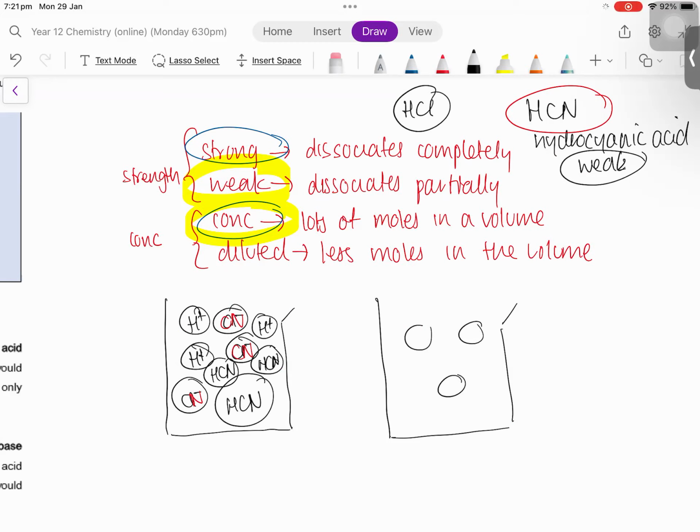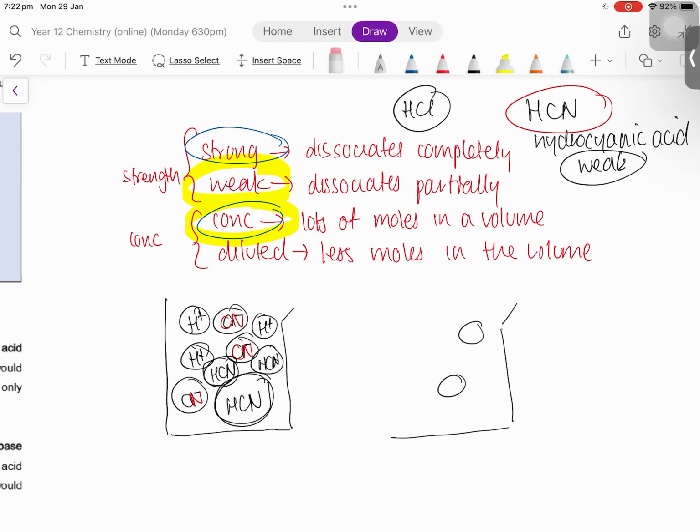Keep in mind, if it's concentrated, there's lots of bubbles. So just draw the bubbles in first without putting in the formulas, because that starts confusing you a bit. If it's concentrated, lots of bubbles. If it's not concentrated, very few bubbles. If it's strong, you only write the ions with the charges in there. And if it's weak, you should see some of your molecules in there as well.